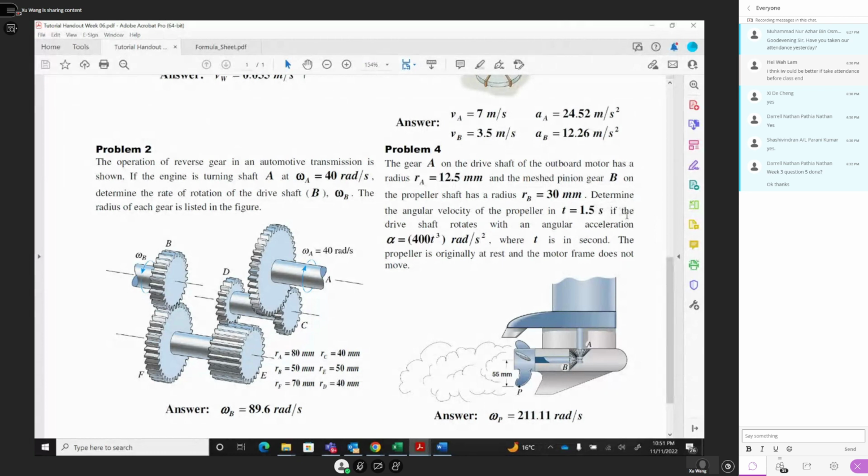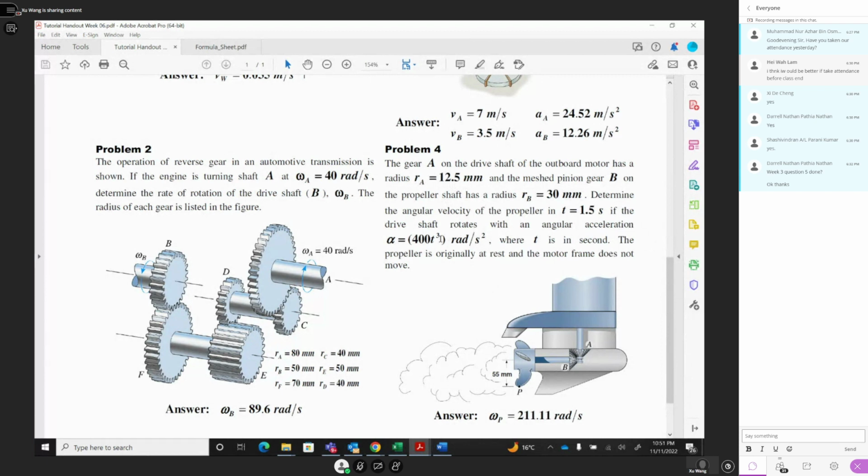Okay, and if the drive shaft rotates with an angular acceleration alpha equal to 400 t cubed, where t is in seconds. The propeller is originally at rest, starts from rest, and then accelerates. The motor frame does not move, assume. Okay, how to solve this problem? So we use this one from here first.